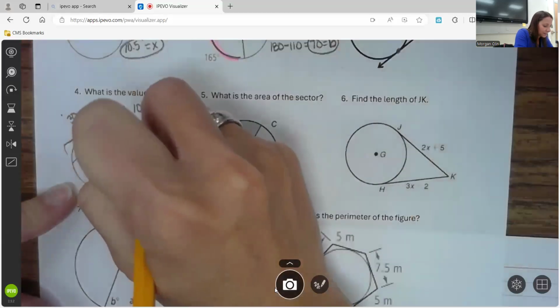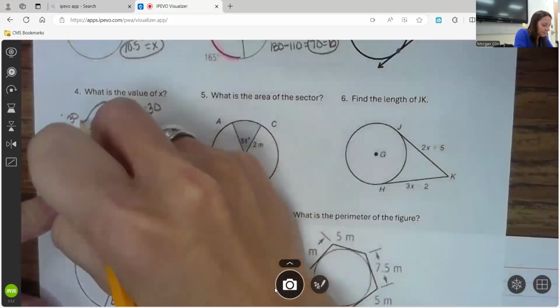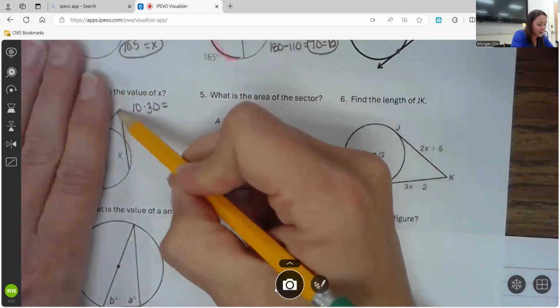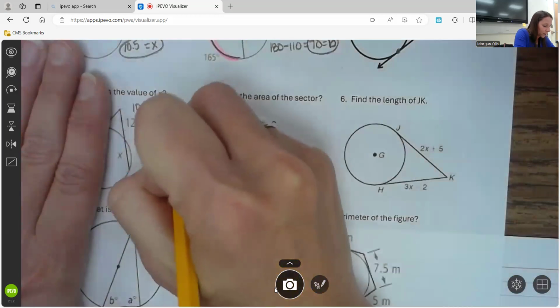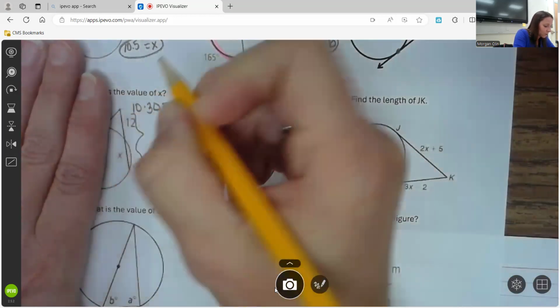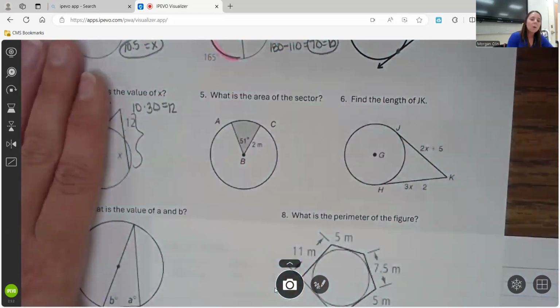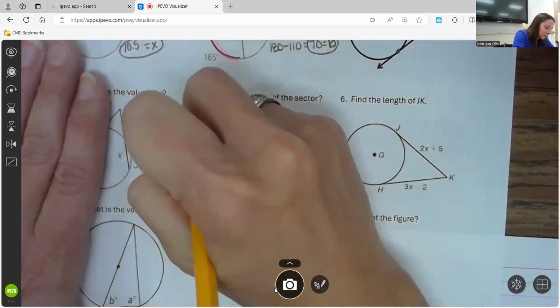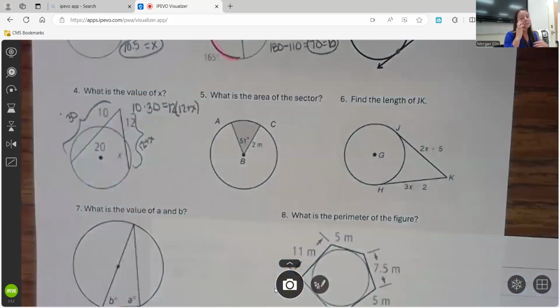So the outside times the whole. So 10 times 30 equals, go to the other segment, the outside. So what's outside the circle, which is 12 times the whole. And now right here, the whole thing, don't say 12x, you add them. So it's 12 plus x. So I'm going to put it in parentheses right here. Now we can solve this by hand.